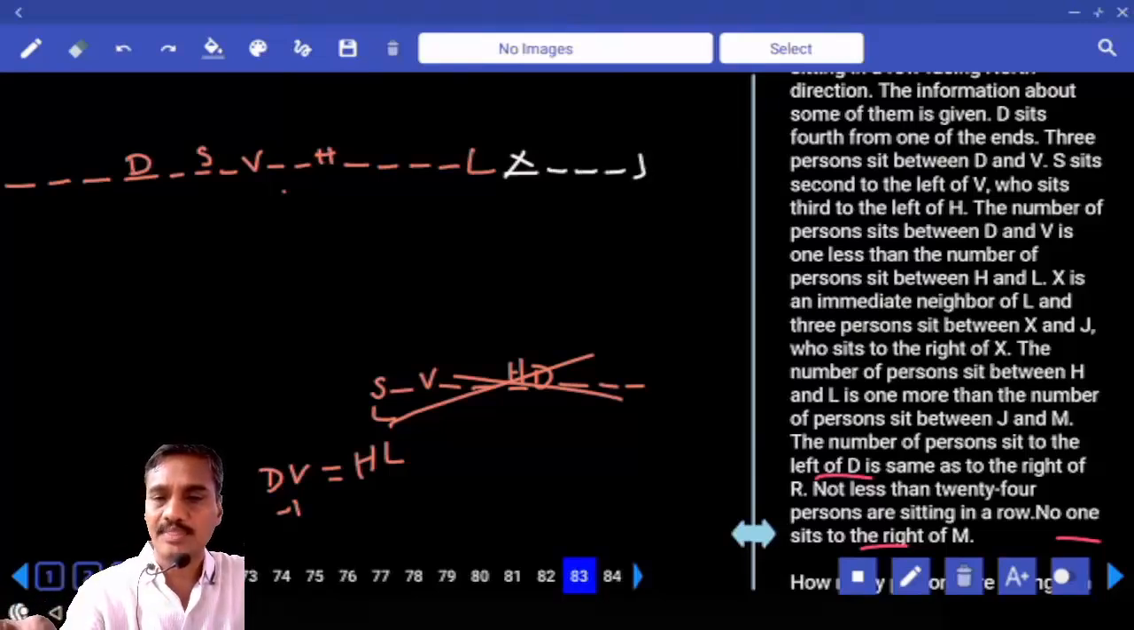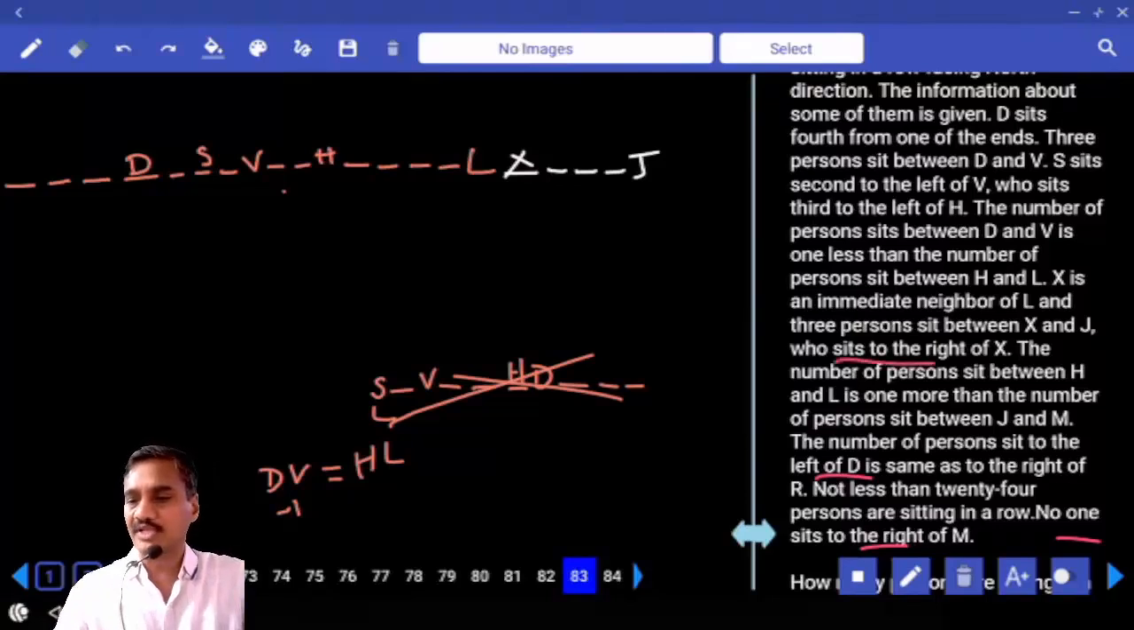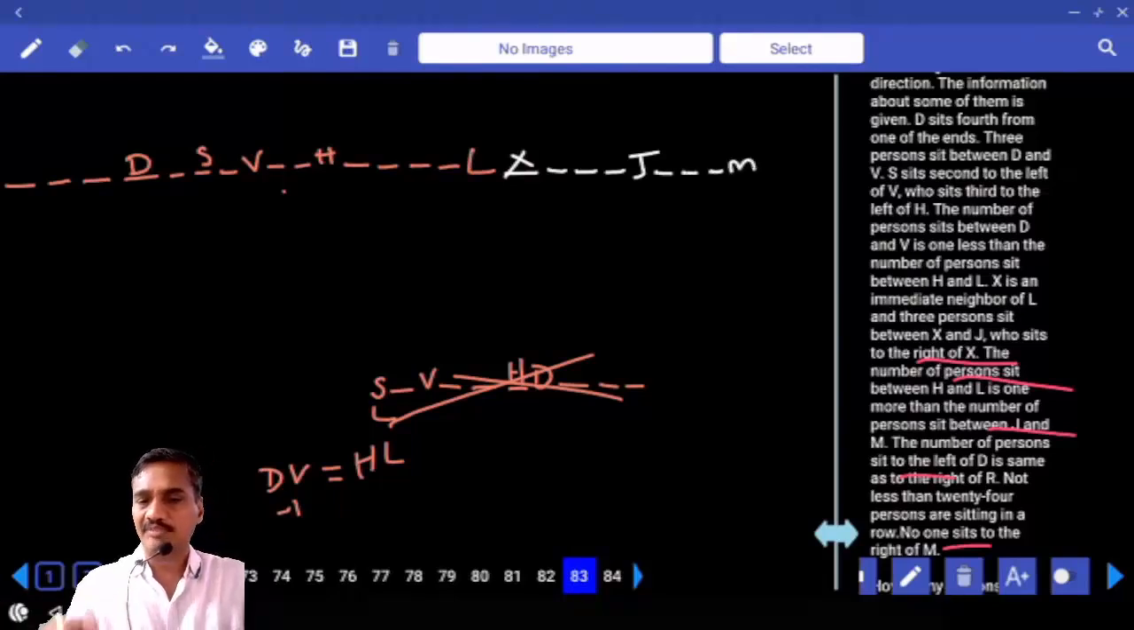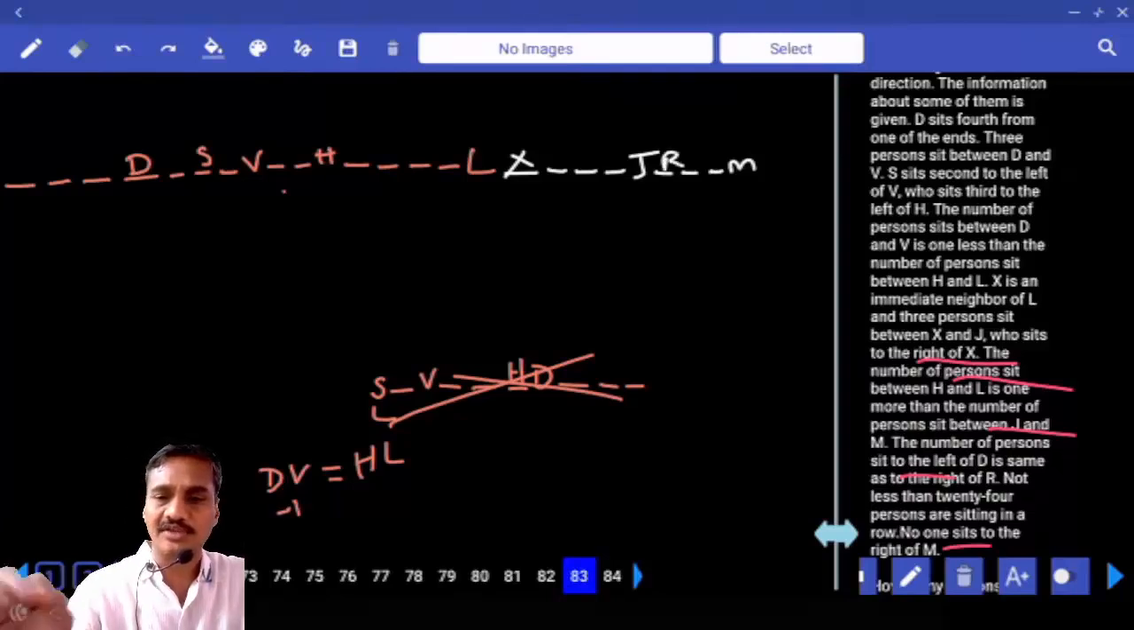J is here. And J who sits to the right of X. Number of persons between H and L, 4, is 1 more than J and M. J and M, there are exactly 3 people. M is here. If M is at one of the extreme ends and there are 3 persons to the right hand side of R, R is here.